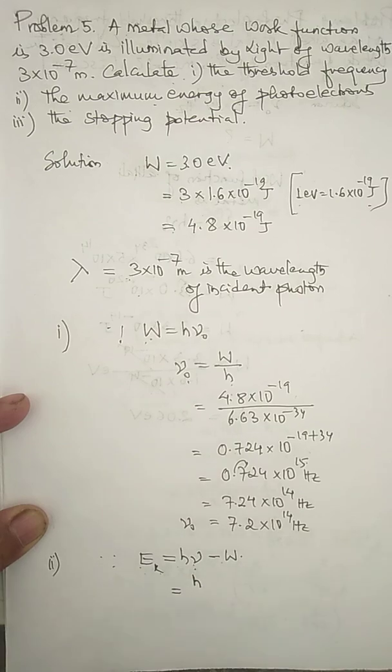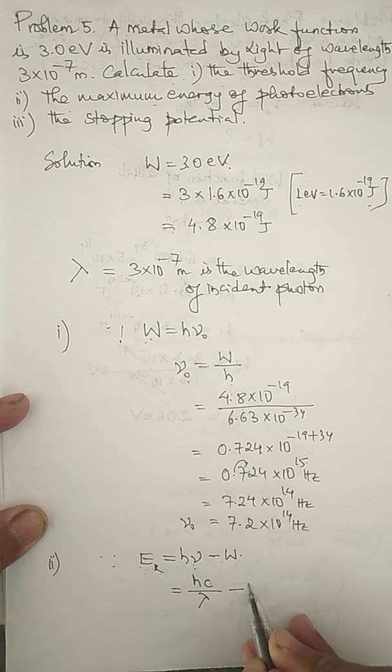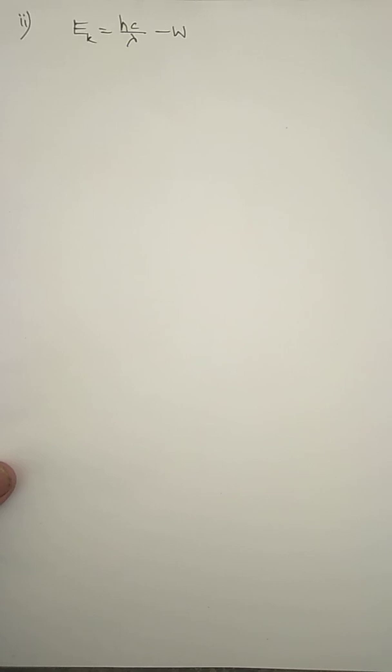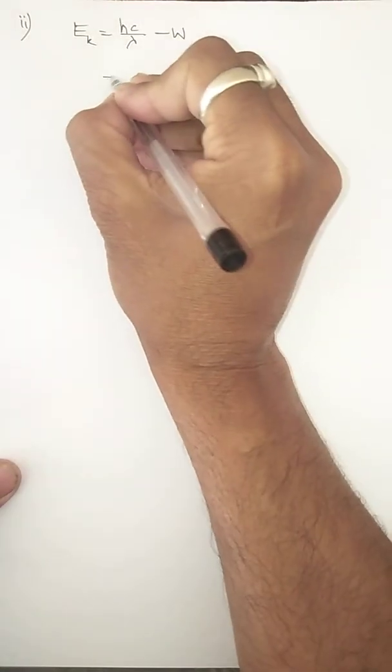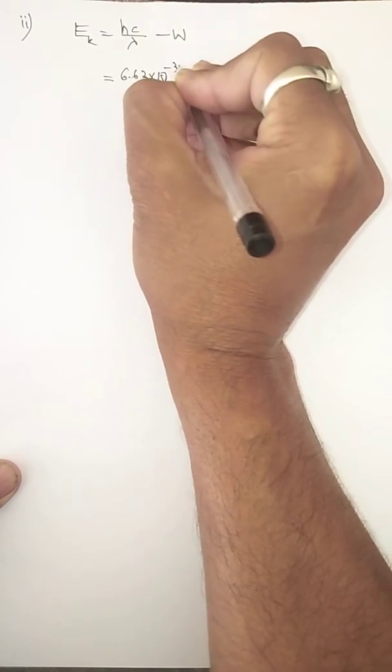So I write down h frequency, which means speed by wavelength, minus W. Now let's substitute the value. We substitute now the value of h, the same value, 6.63 into 10 to the power minus 34.